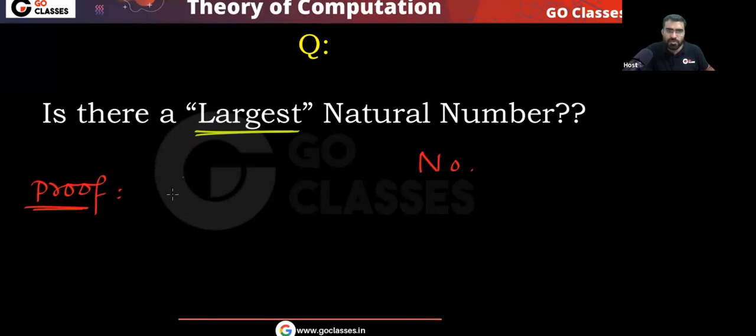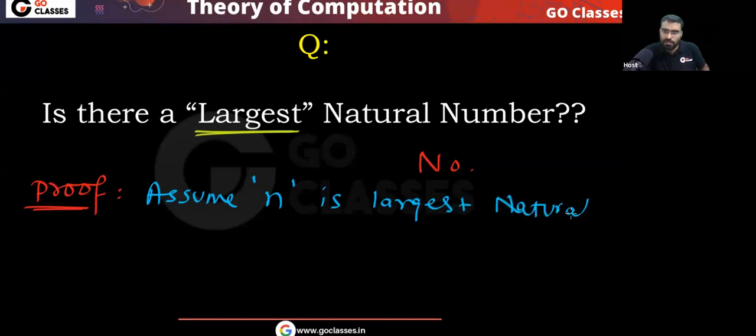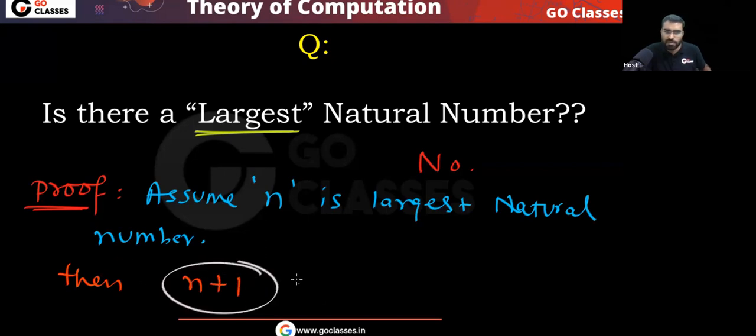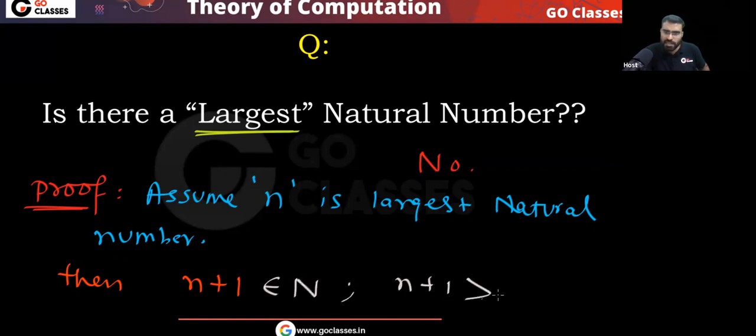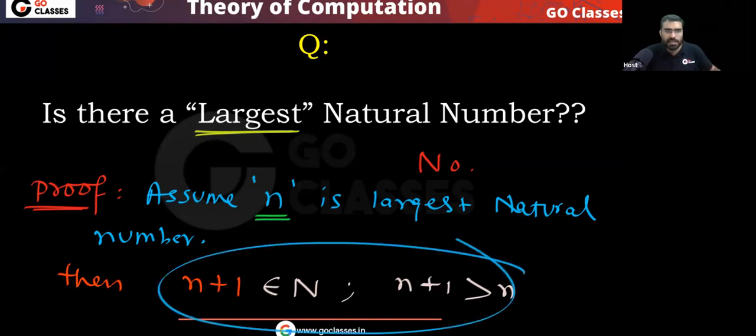Assume there is a largest natural number. Let's assume that n is the largest natural number. Then what can you do? Then what is n plus 1? Yes or no? The n plus 1 also belongs to the set of natural numbers, and you can notice n plus 1 is bigger than n. So this is the contradiction. Is this clear? Please tell me. Yes or no? Very simple. If you assume that n is the largest natural number, then n plus 1 is greater than n.